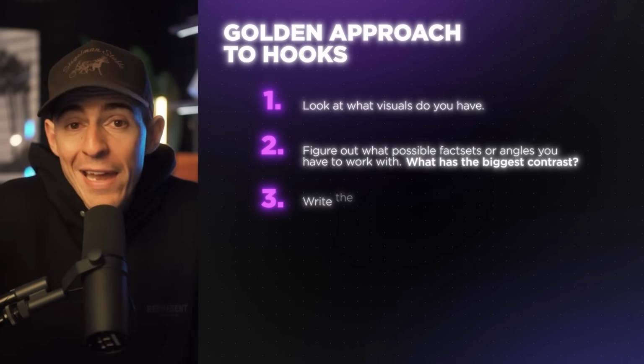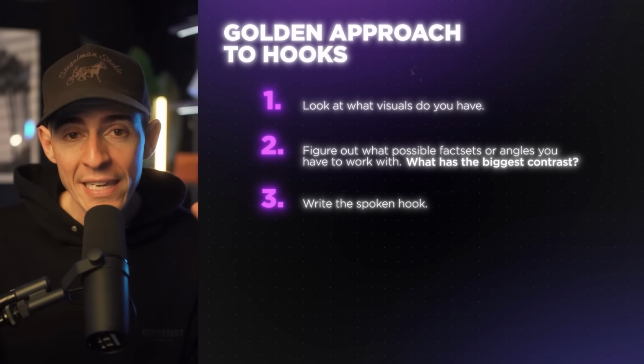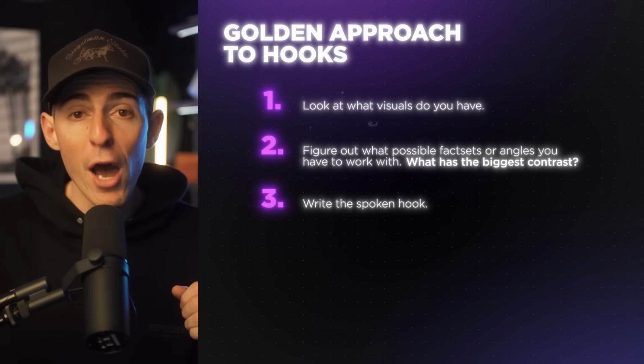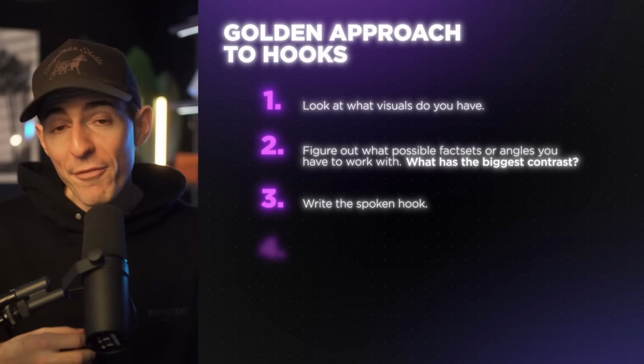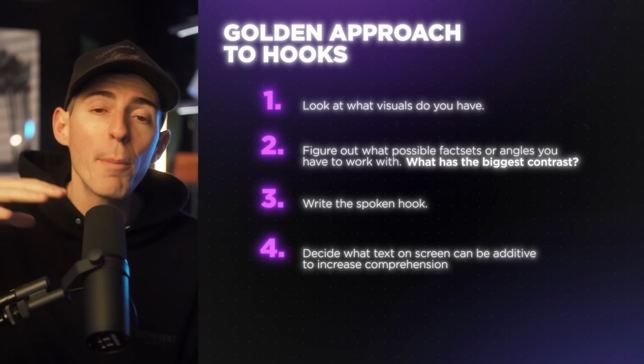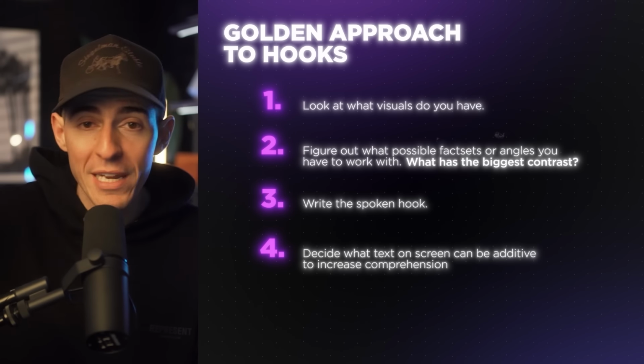Step 3 is that I would then write the spoken hook. This is going to be 2 to 4 lines, and it's going to follow the context lean, contrast, and contrarian snapback approach that I detailed in my other hook video. I'll link that here. Step 4 is then what text can I put on screen overlaying the video to support that initial visual and the reconfirmation of the visual after someone hears the speech.